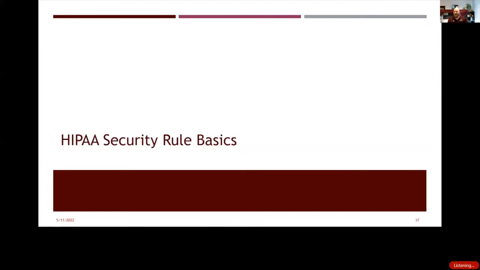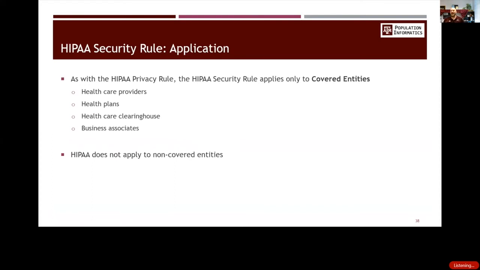All right, wrapping up things right before our break, let's talk very briefly about HIPAA security rule basics. As with the privacy rule, the HIPAA security rule only applies to covered entities. If you're not a healthcare provider, health plan, healthcare clearinghouse, or a business associate of those, then the security rule does not apply to you.